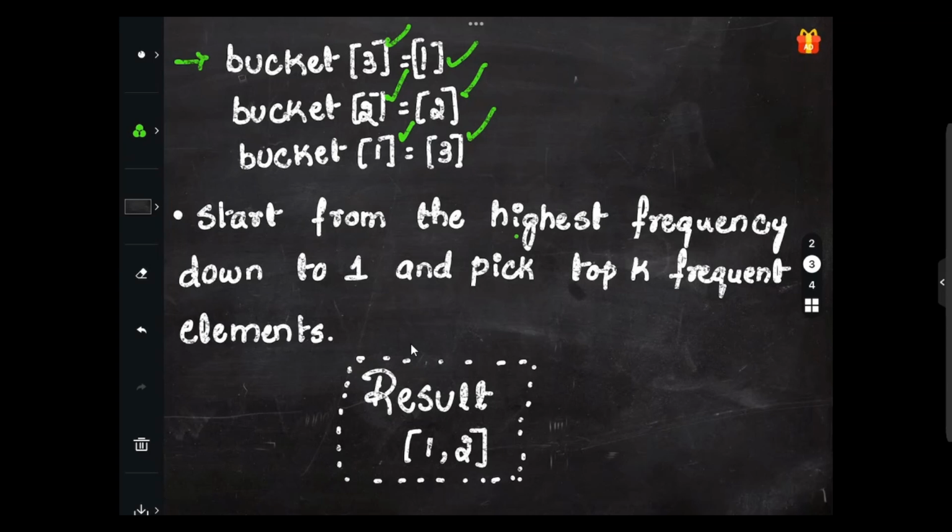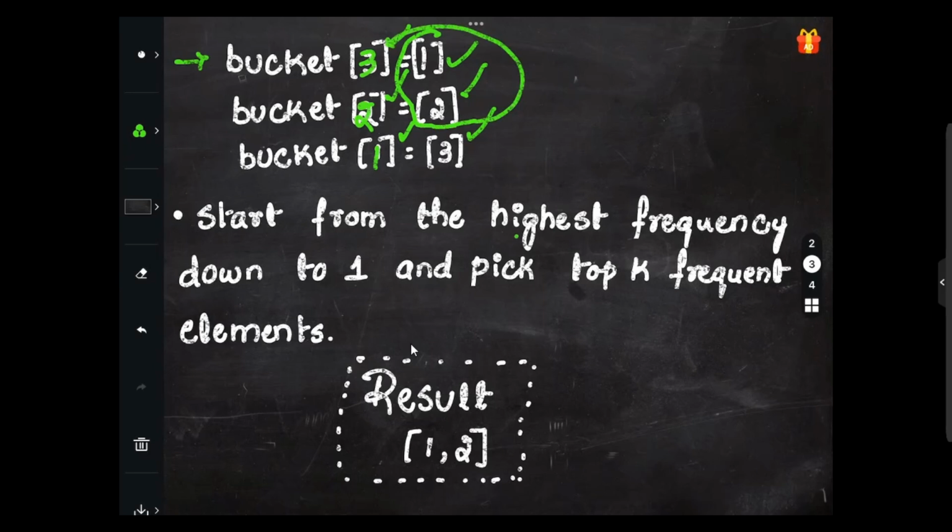So the last part here is we are starting from the highest frequency down to 1, and we will pick top k frequent elements. So we are starting from 3, then 2, then 1. Now we are choosing k equals 2, we are choosing this one, basically 1 and 2, right? So these two we are picking.